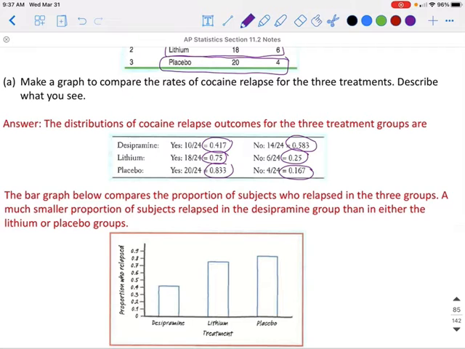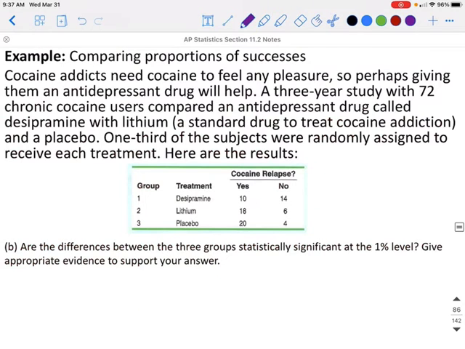So if we graph just the proportion that relapse, the bar graph below compares those proportions, and it's a much smaller proportion of subjects who relapse for the first medication than for either the second or the placebo.